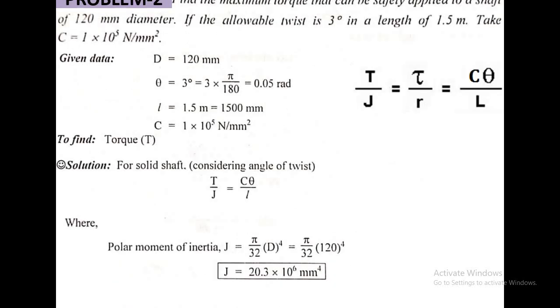Coming to the second example. This problem has the given data as the diameter of the shaft, the allowable twist of 3 degree, the length of the shaft, and the modulus of rigidity C equal to 1 into 10 power 5 Newton per millimeter square. We start from the T by J concept because theta is given in the problem. That theta should be converted into radians by multiplying it by pi by 180, so you have 0.05 radians.